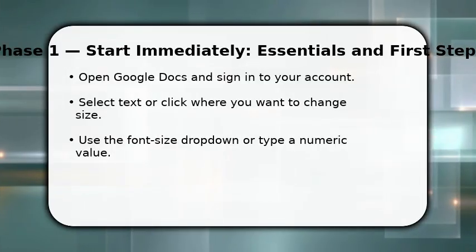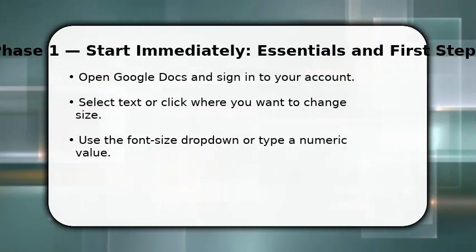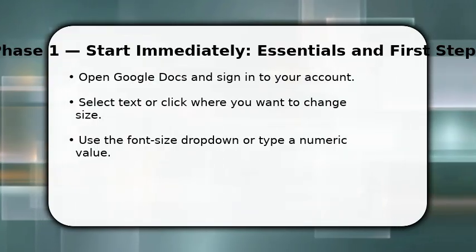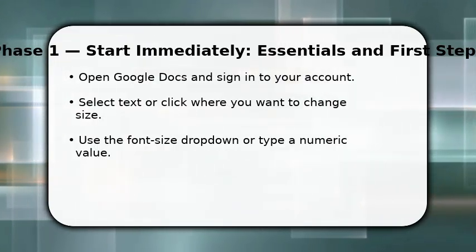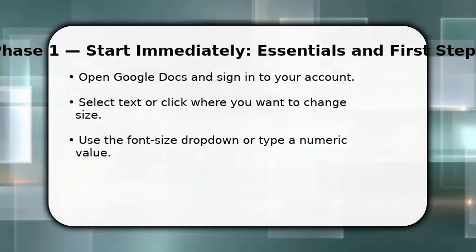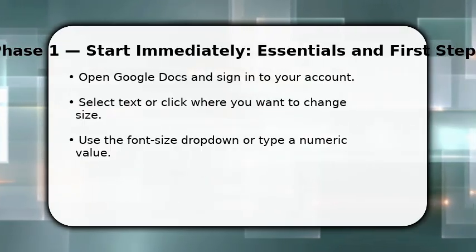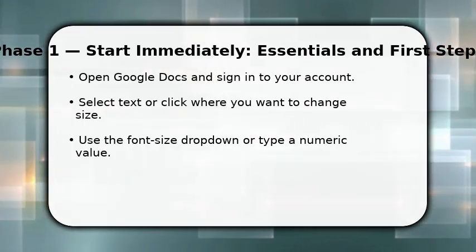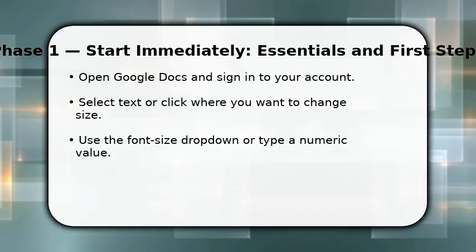You start inside Google Docs with your document open, so select the text you want changed or place the cursor where it belongs. Once done, look at the toolbar. The font size box shows a number like 11 or 12. Click that drop-down to pick a preset, or type a precise value such as 14 or 10.5, then press Enter. This directly sets the text size.